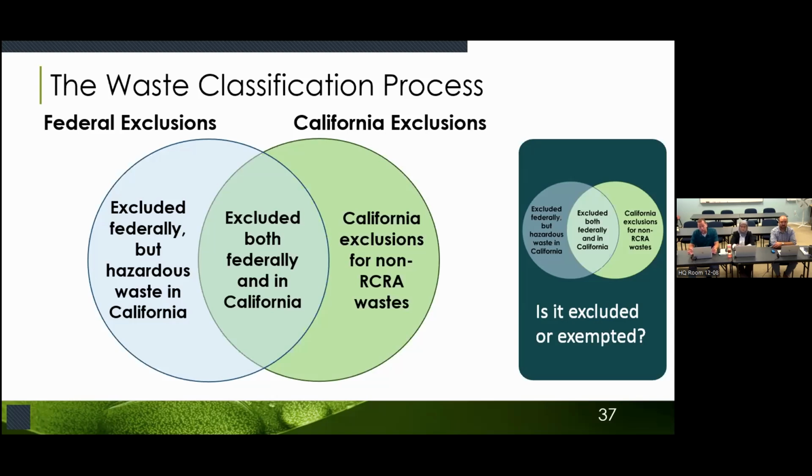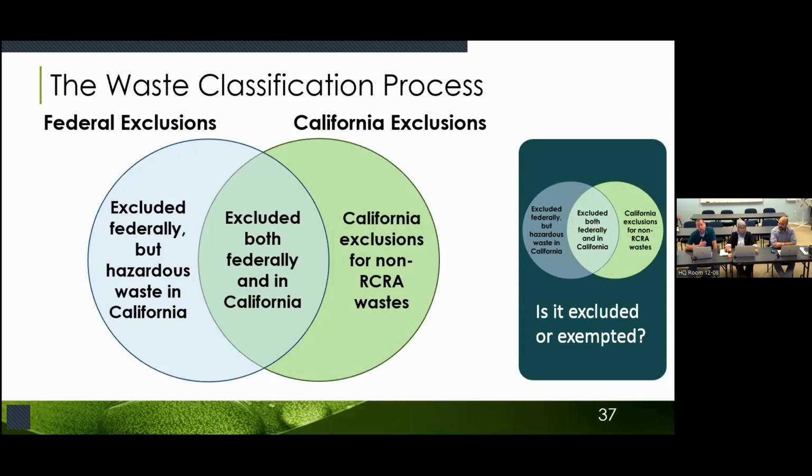One example of this is household waste, which has an exclusion found in section 261.4 of Title 40 of the Code of Federal Regulations. Now, since California didn't adopt this exclusion, all of us in our households are almost certainly hazardous waste generators. However, California law does offer an exemption for household generators to manage their waste through their local household hazardous waste collection facilities.